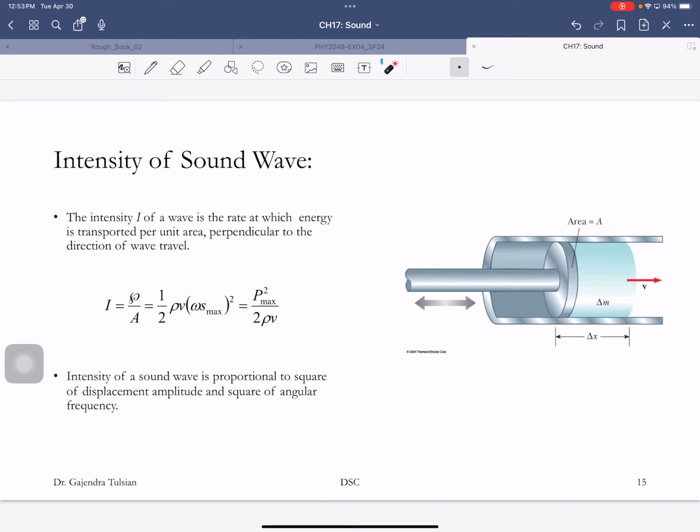Intensity is defined as power per unit area. So how much energy is passing you per second per unit area? That's intensity. Again, the intensity of sound is proportional to the square of the displacement and the square of the frequency.